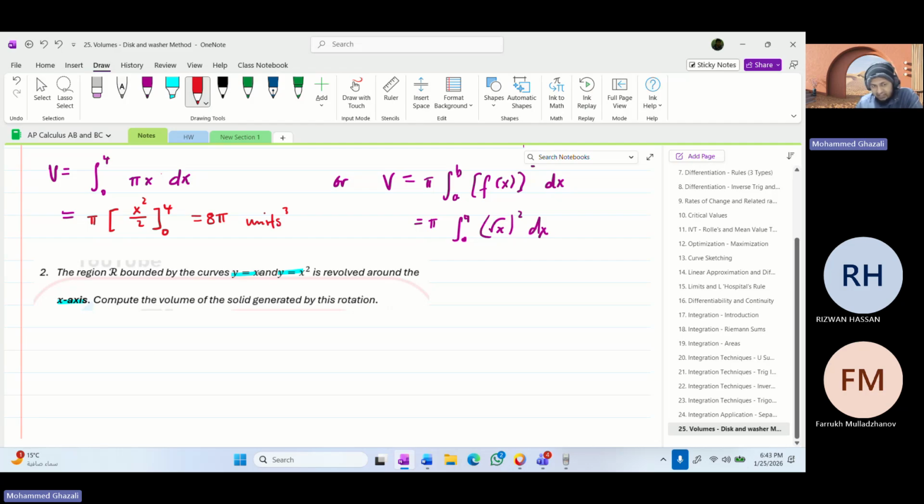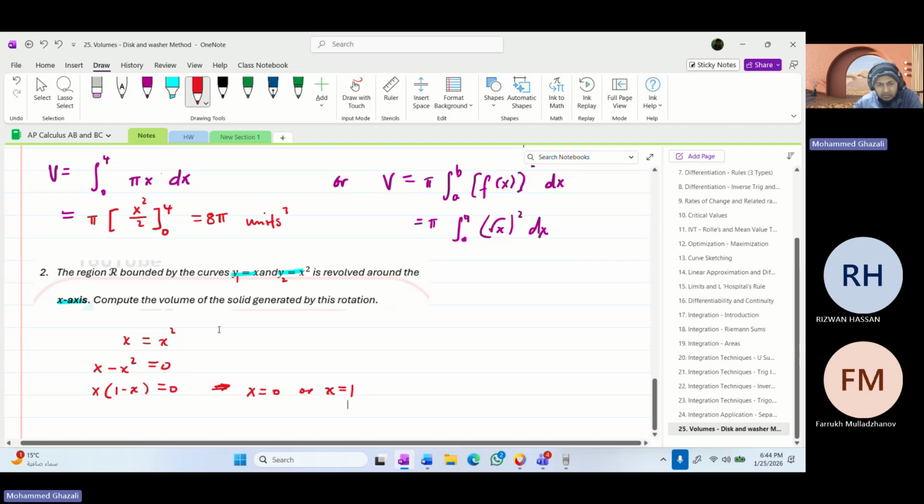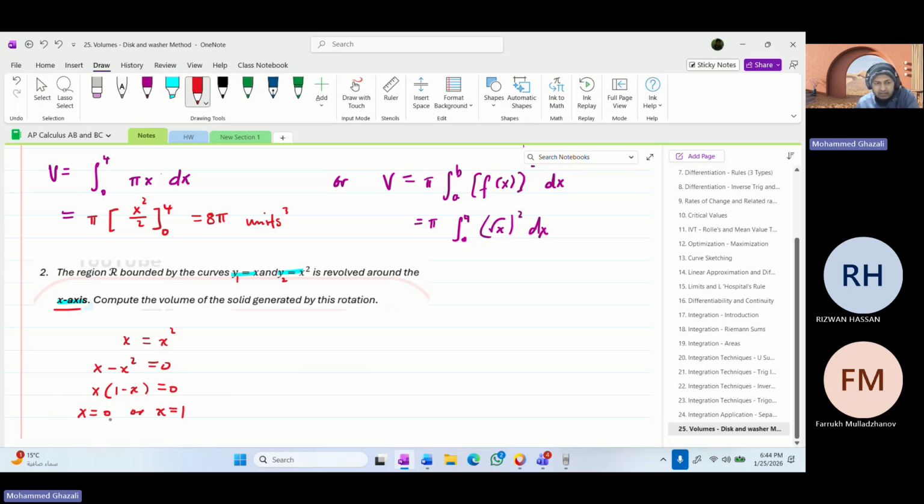First, I need to find the points of intersection, because these are two functions, like y1 and y2. So I'm going to say x is equal to x squared. x minus x squared is equal to 0. Take out x as a common factor. I'm left with x times (1 minus x) equal to 0. So this implies x is equal to 0 or x is equal to 1. These are the points of intersection. This is the first thing that you do: try to find the intersection points. And we're rotating about the x-axis, so we know where we are integrating from. So we know we have boundaries, the intersection points.